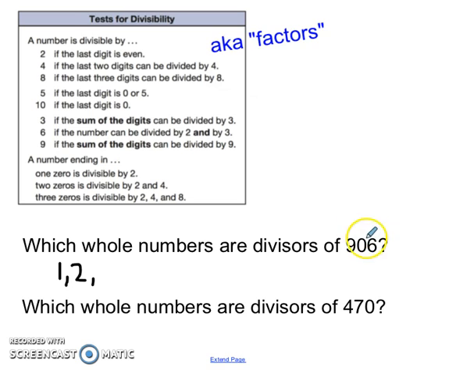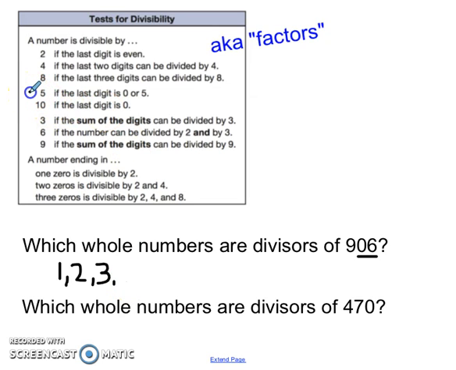For 3, I add up my digits: 9 plus 0 plus 6 equals 15. 15 is divisible by 3, so 3 is also a factor. Let's keep going and see if 4 is a factor. Well, the test for 4 says the last 2 digits can be divided by 4. My last 2 digits are 06, and 6 can't be divided by 4 evenly, so 4 is not going to be a factor.